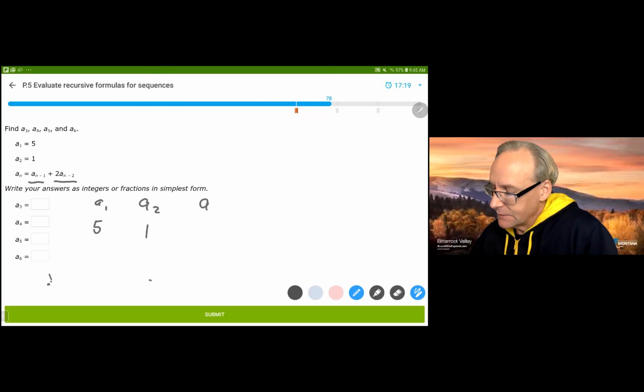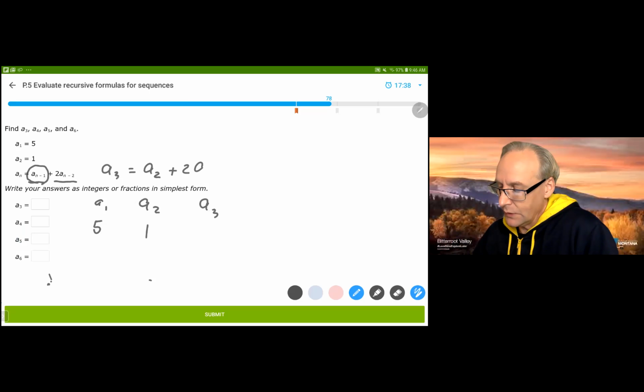And to get to A3, we just look at what it says. Take the last one, which is 1. This is the A2. For A3, I have to take A to the 3 minus 1, which is A2. And I'm going to add 2 times n minus 2. Well, n is 3, so it's A1. All right, now I'm going to go a little faster. So the last one is 1 plus 2 times 5, because A1 is 5, and that's going to be 11.